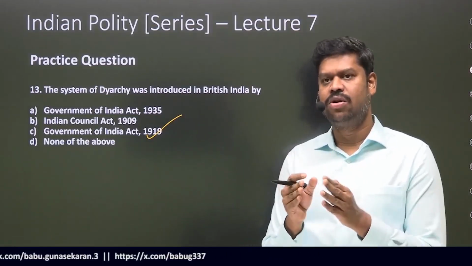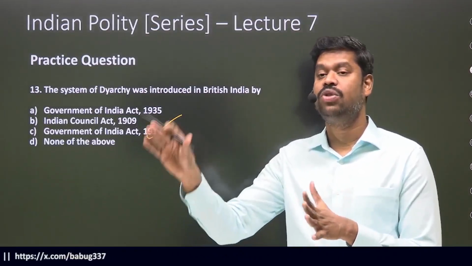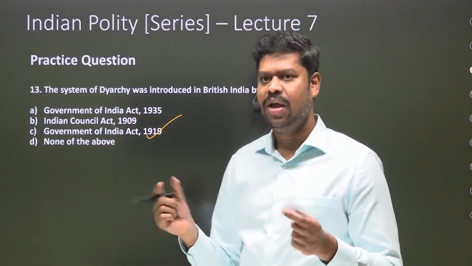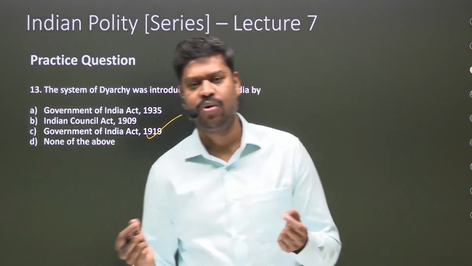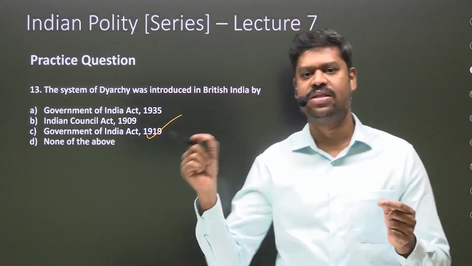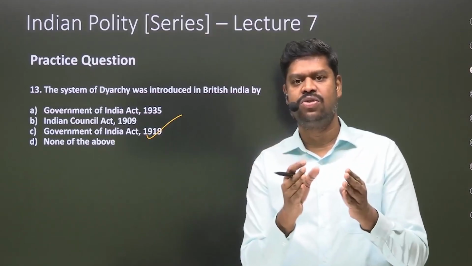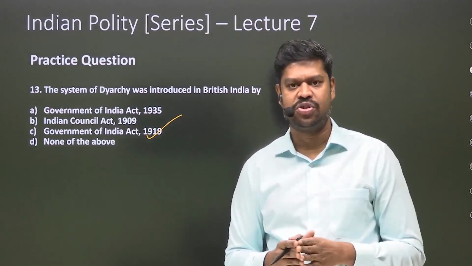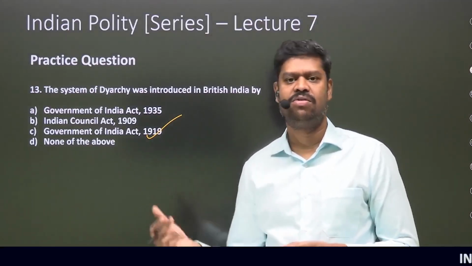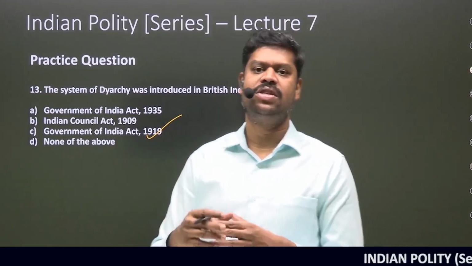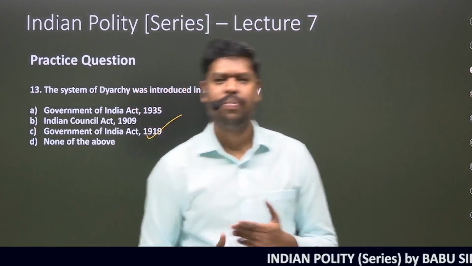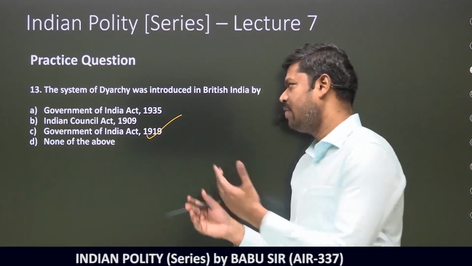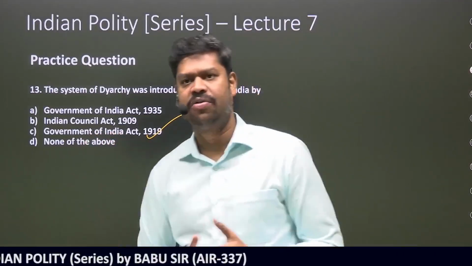The system of diarchy is a concept where the subjects that were given to the provinces were further divided into 2 lists. They were divided into what is called the transferred list and the reserved list. The transferred list are those subjects which are transferred to the responsible Indian minister, and he will carry out the administration. Whereas the reserved subjects are those where the governor in the provinces will carry out administration, because for them the reserved subjects are very important and not the transferred list. However, this system was first introduced by the Government of India Act 1919.